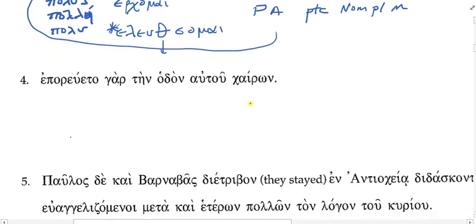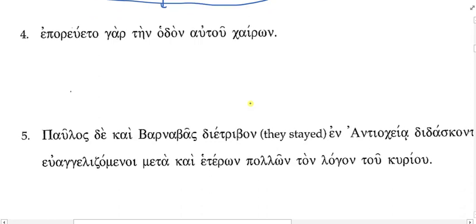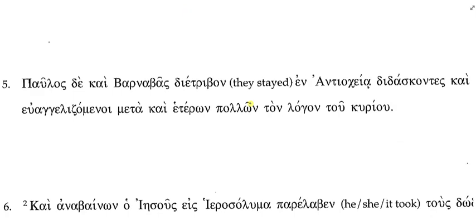Now, do you all have any specific questions on the rest of these translation exercises? Okay, so number 5, let's translate that or read it together. Ready? Paulos de kai Barnabas dietribon en Antiochia didaskantes kai evangelizomenoi meta kai heteron palon ton logon to kuriou. All right, so who are we talking about here? Paul and Barnabas.